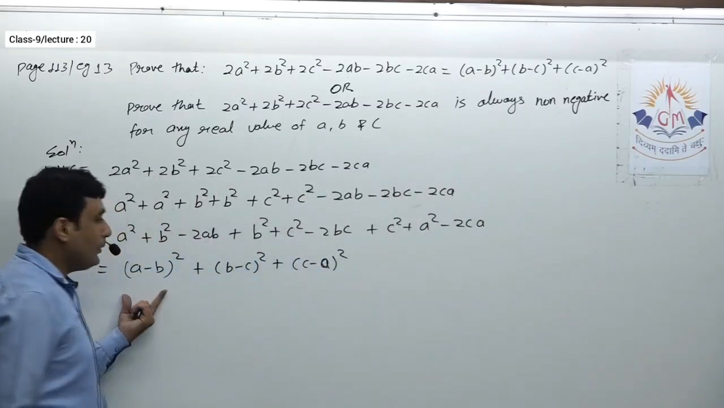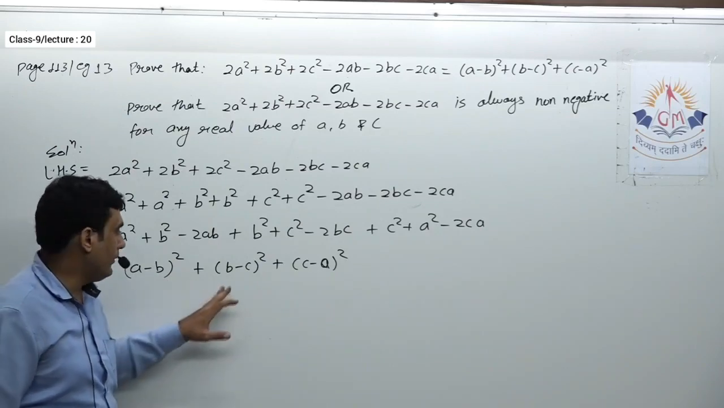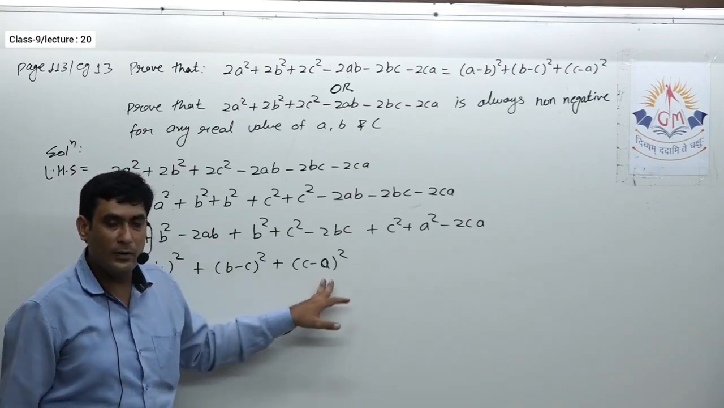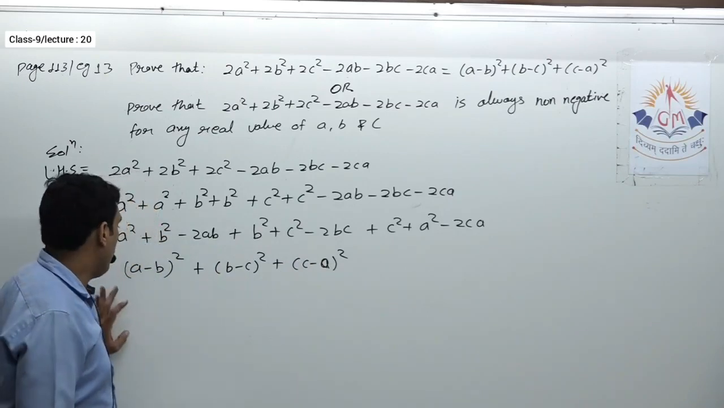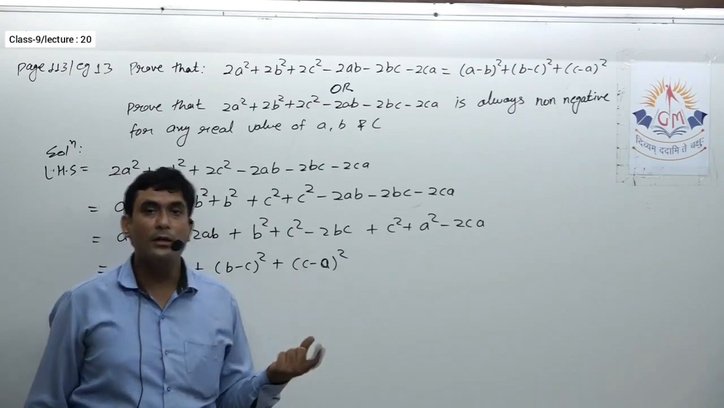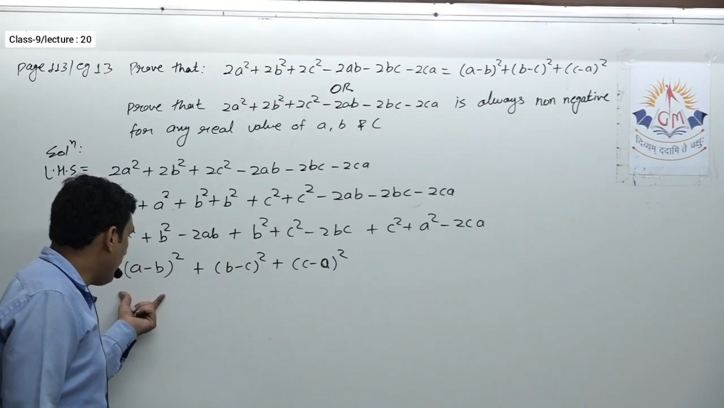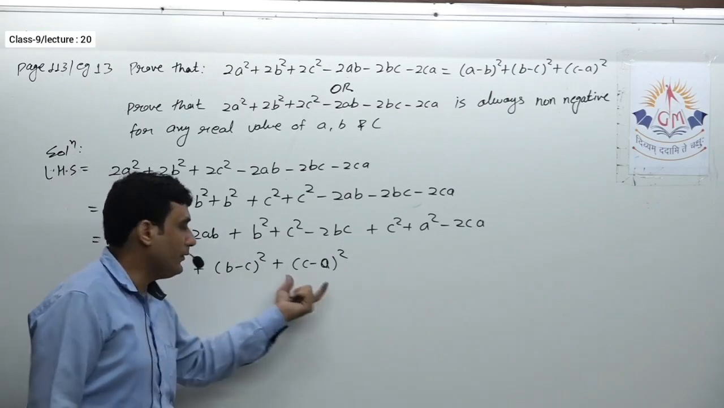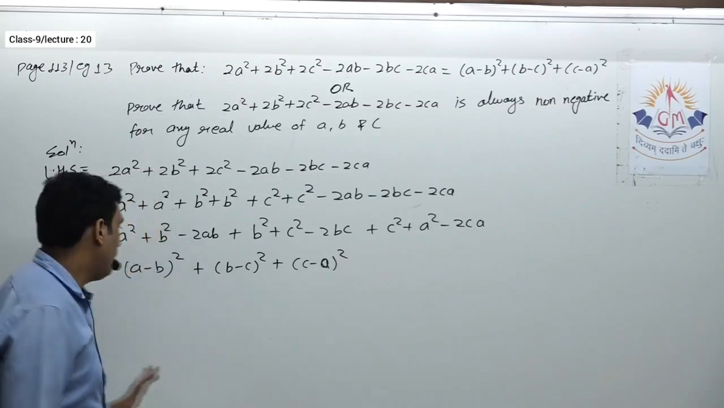Okay, so in (a − b)², if a is equal to b, then it will be 0. If b is equal to c, then it will be 0, and if c is equal to a, then it will be 0. Otherwise it cannot be 0. It's a square, and the square of any number cannot be negative. So this is positive, this is also positive, and the sum of three positive quantities will be positive.